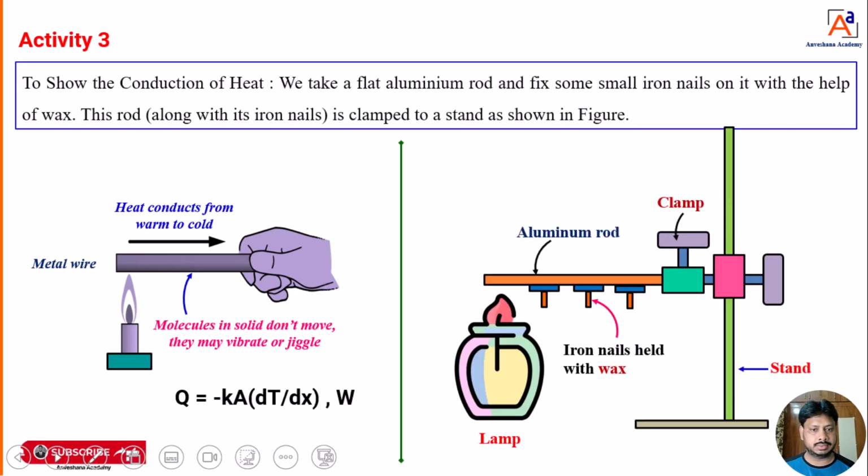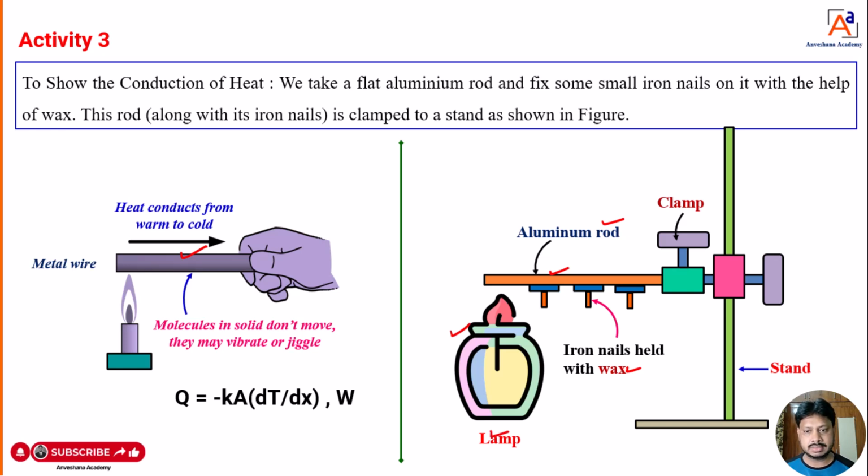Now the third activity, dear students. What is the third activity? I will take an aluminum rod, and on the surface of the aluminum rod I will put some iron nails held with wax. I will take wax, put the nails in that wax, and attach the nails onto the aluminum rod. Then, dear students, I will heat the aluminum rod with the help of a heat source, that is a lamp here now.